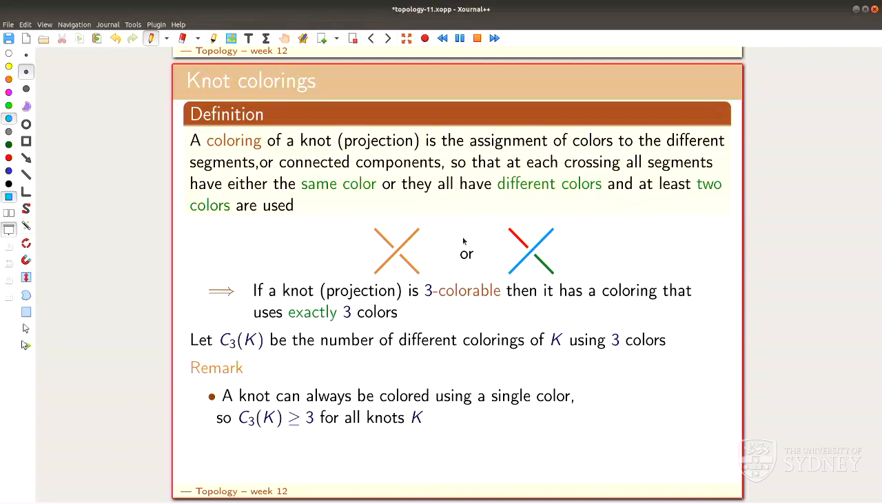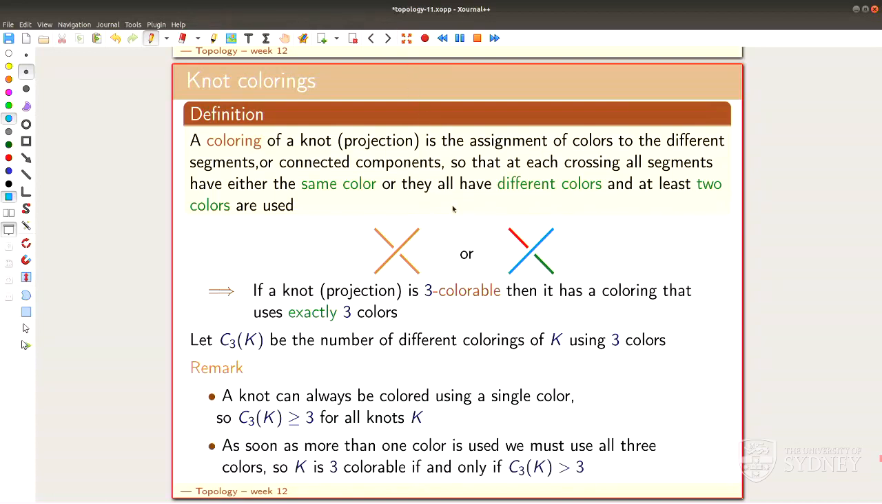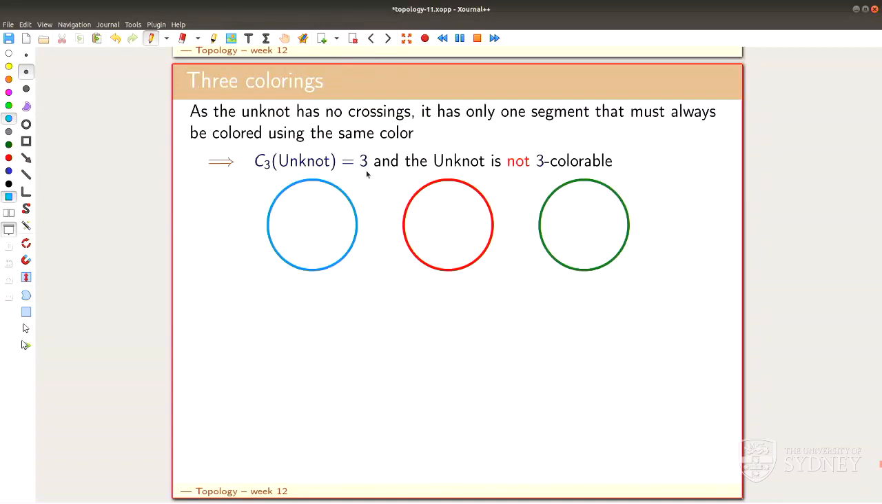I always have some monochromatic colorings. And the question is, can I find anything else? And we can. So it's three colorable if and only if this is strict. And three colorability is a knot invariant. So it's like an Euler characteristic. Okay, let me show you some pictures.